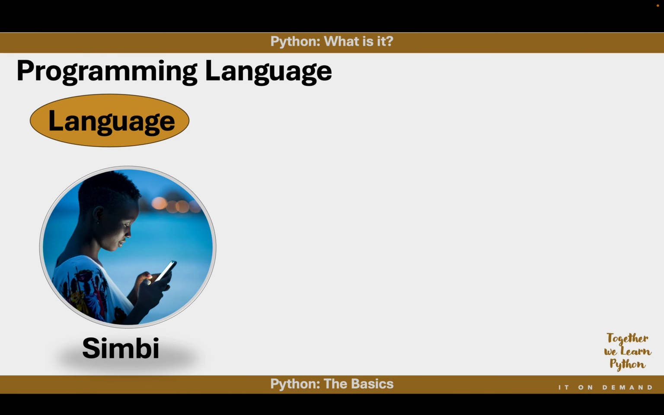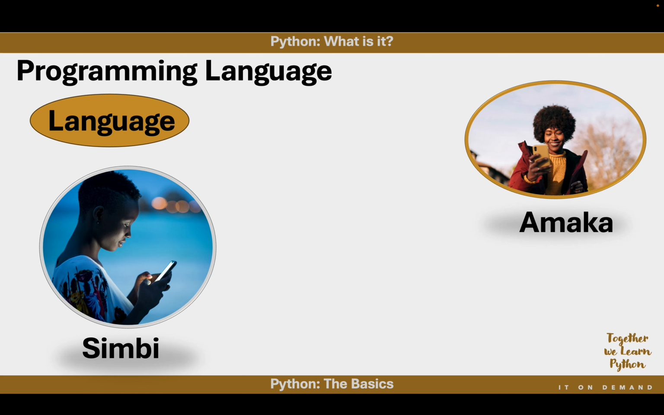This is Simbi. Simbi is from the northern part of Nigeria. And the only language she understands is Hausa language. And here is Amaka, who is from the eastern part of Nigeria, and the only language she also understands is Igbo. And both of them want to communicate because Amaka wants to give Simbi an instruction. However, there's no way Amaka would communicate with Simbi because the only language Simbi understands is Hausa, and the only language Amaka understands is Igbo.